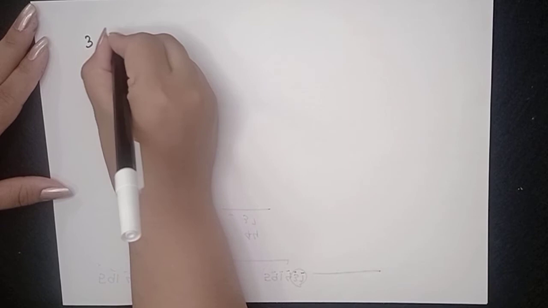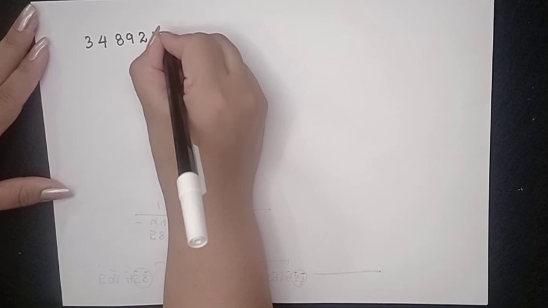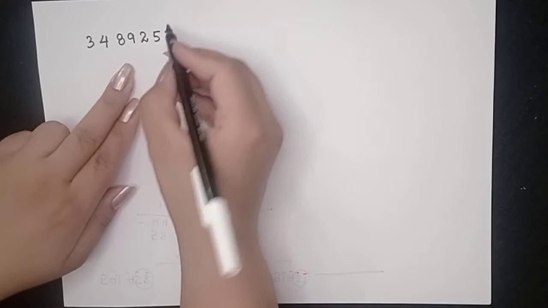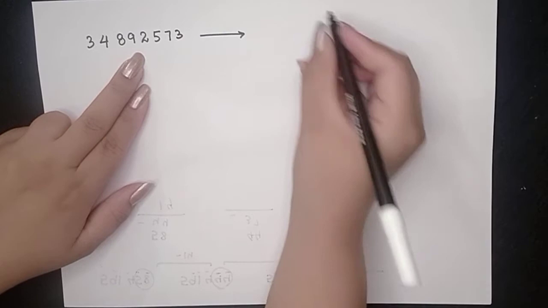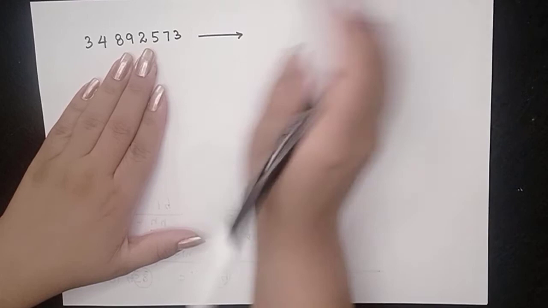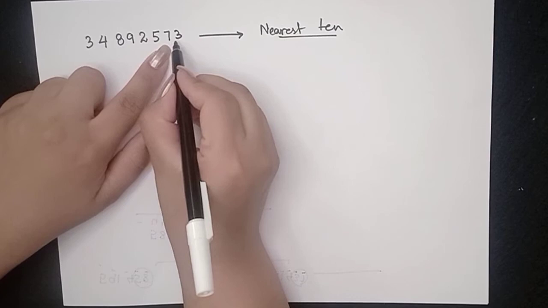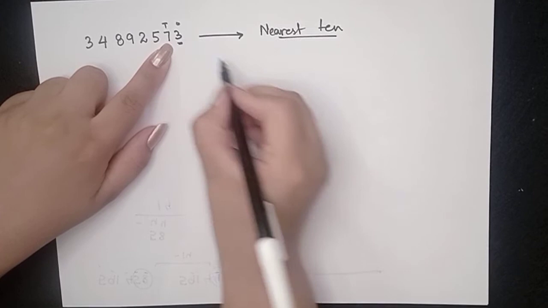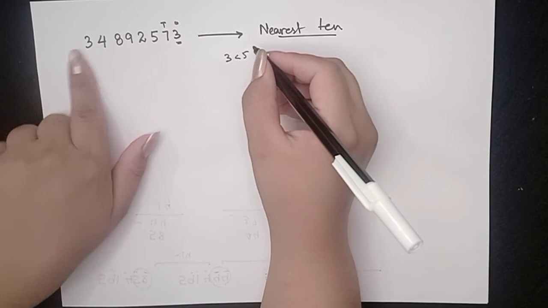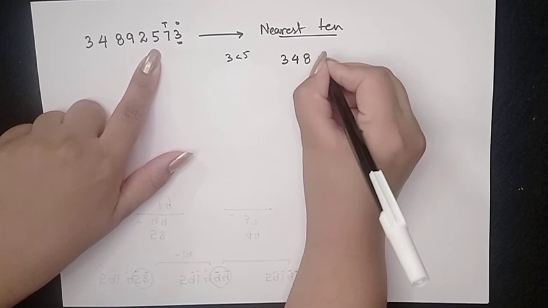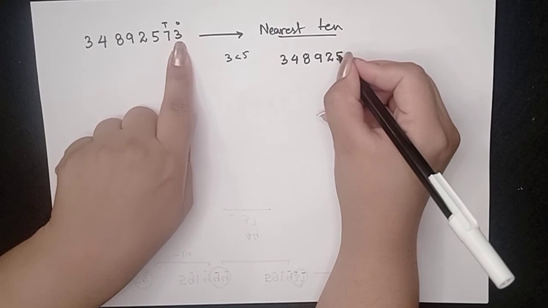Okay, so let me do an example. I think you might be able to understand it well. So let's suppose we have these digits 3, 4, 8, 9, 2, 5, 7, 3. So we have this 8-digit number. We have to round off to the nearest 10. Let's take the same number and we're going to round off to other different digits. So for the nearest 10, we'll look at the digit at the ones position. It's 3. 3 is smaller than 5. So you're going to write the rest of the number the same: 3, 4, 8, 9, 2, 5, 7, 0. So the nearest 10 to 73 would be 70, right?